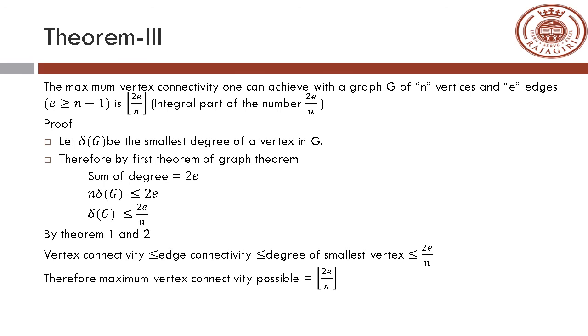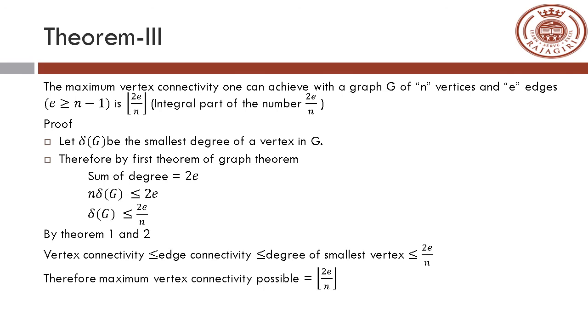You can see the proof. Let delta G be the smallest degree of a vertex in G. By the first theorem of graph theory, the sum of degrees of vertices is equal to 2 times E. If we replace all the vertex degrees of the graph, that is n vertices, by the smallest vertex degree, we get n times delta G. Since delta G is the smallest number, we get the inequality n times delta G less than or equal to 2e. Therefore, the smallest vertex degree is less than or equal to 2e by n.